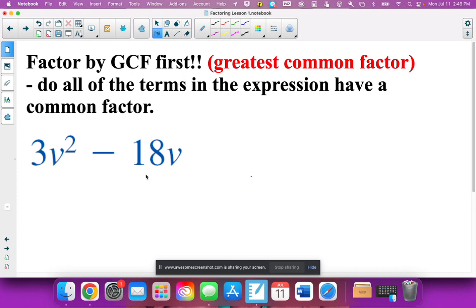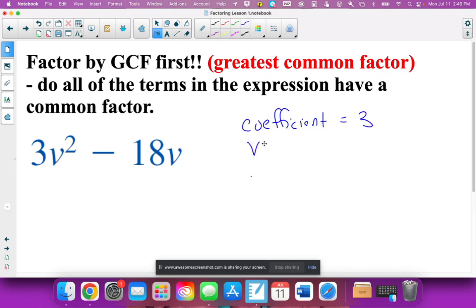Start with 3 and 18. What is the biggest number that they both have in common that will divide into them evenly? And again, you can write out the two numbers and write out all the factors. I'm sure that was what you were taught originally to do, and you can do that. The biggest common number that will go into both 3 and 18 is 3. So the coefficient part of this is going to be 3.